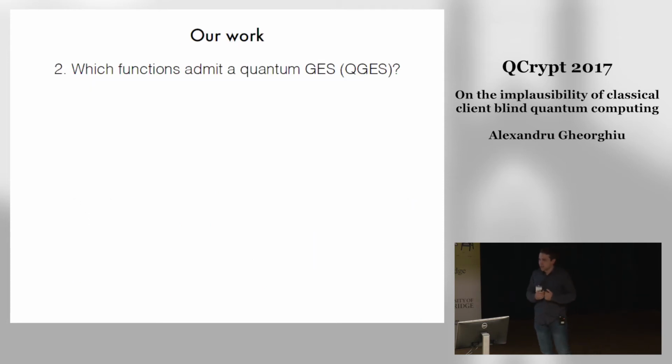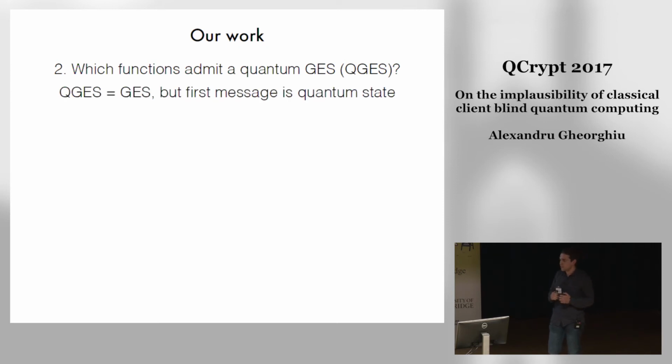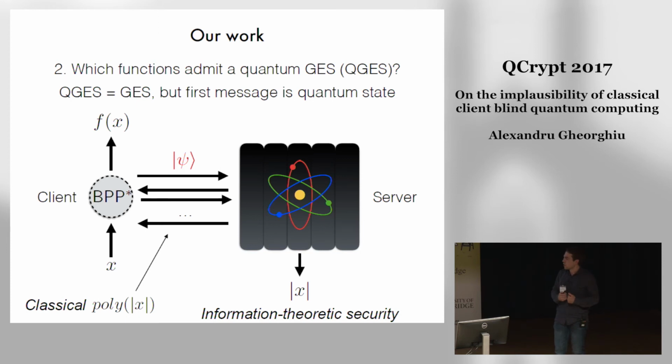Okay, so in the last few minutes, I'll also tell you about the second question that we focused on, which is which functions admit a quantum generalized encryption scheme. So what does this mean? It just means that it's the same as a generalized encryption scheme, but the first message is a quantum state. That's the only difference in the protocol. So everything else stays the same, but the first message, which in the previous case was the encrypted string, now is a quantum state. And the reason I have BPP star over there, the client can still only do BPP computations, but the star is indicating that she's somehow sending this quantum state to the prover, to the server in the beginning.